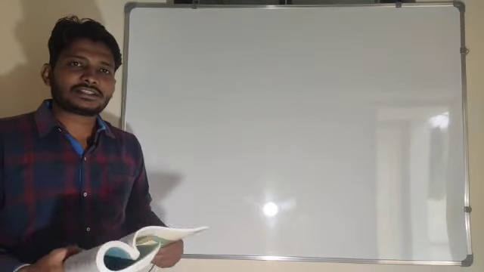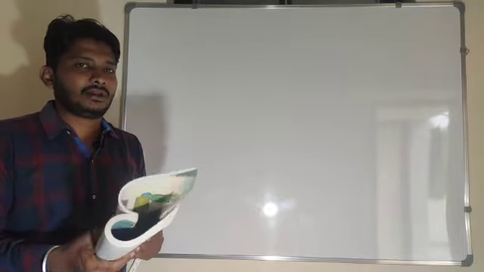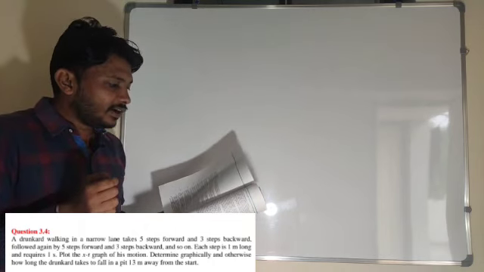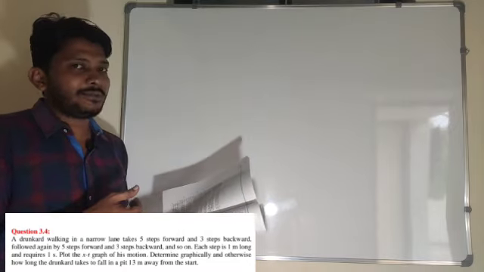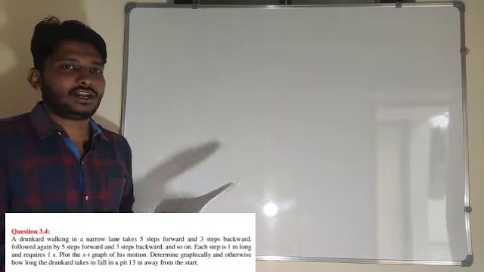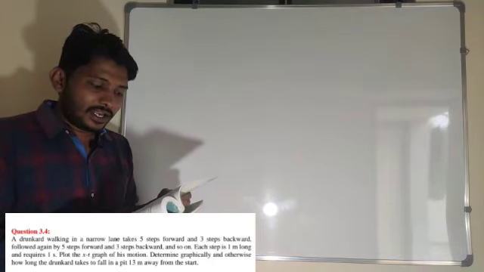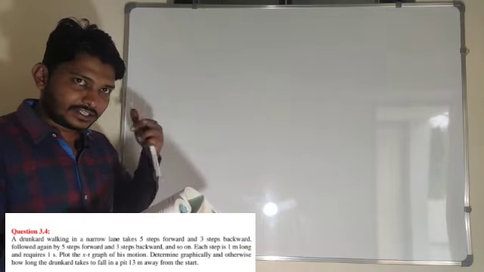So we'll read out the questions related to distance traveled by the body. Position-time graph related questions we will solve here. A drunkard walking in a narrow lane takes 5 steps forward and 3 steps backward. Hope you understand the meaning of drunkard. He walks in a narrow lane, takes 5 steps forward and 3 steps backward.